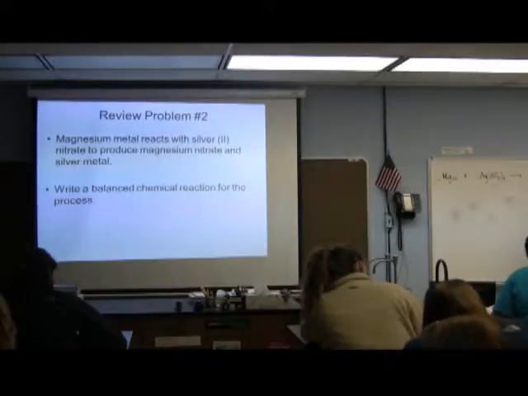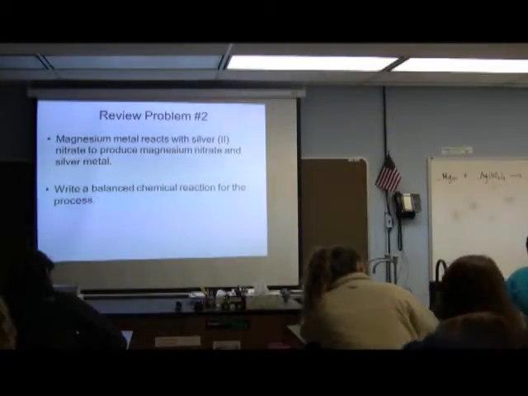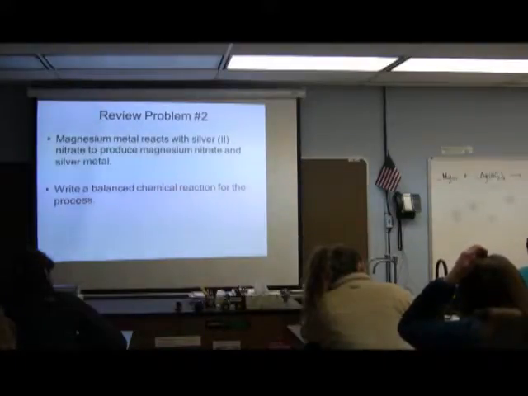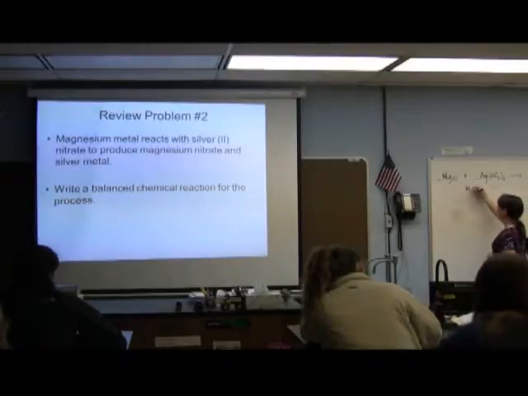What is magnesium nitrate's formula? Mg(NO3)2, plus Ag. Okay, so let's make our reactant product table.